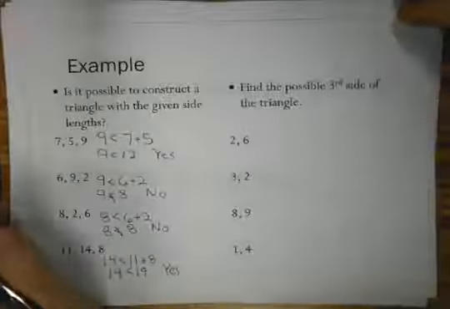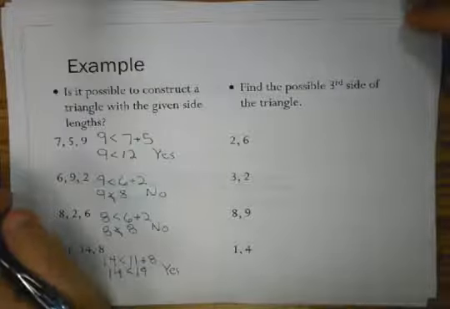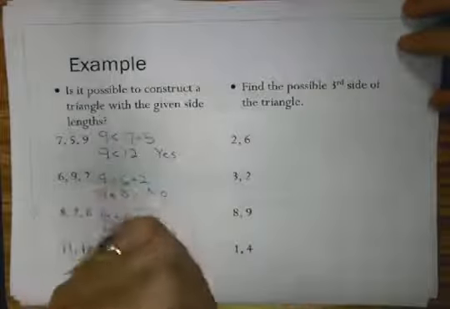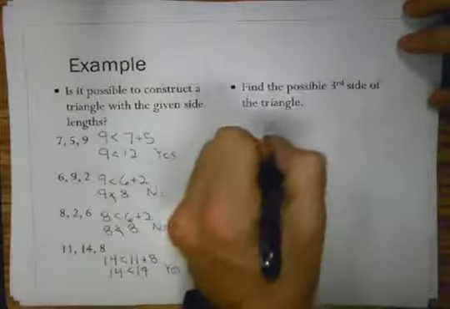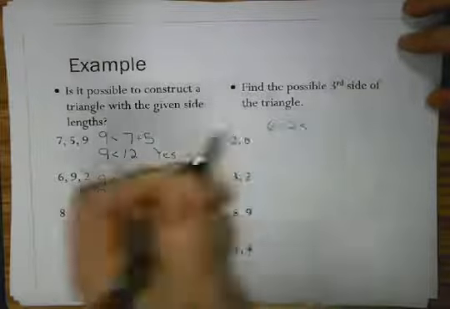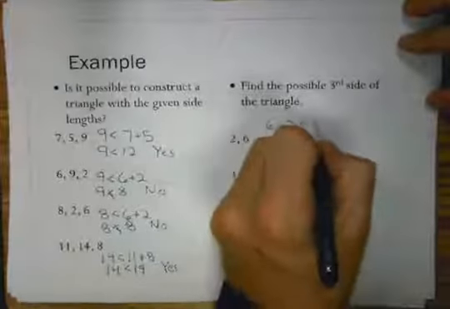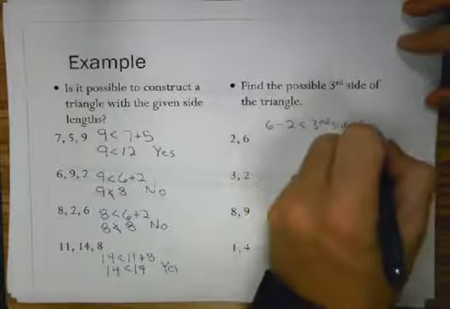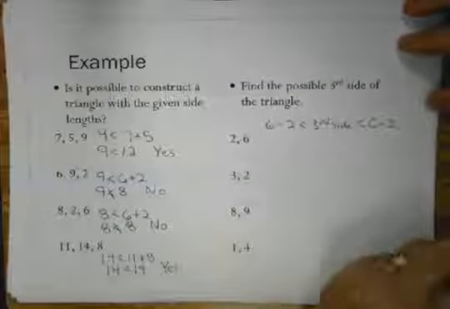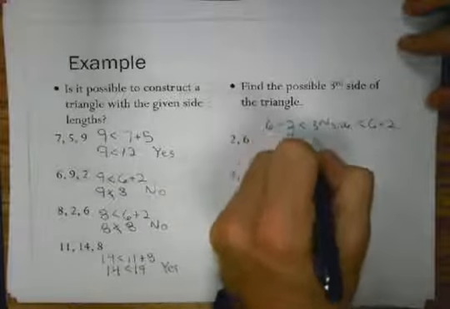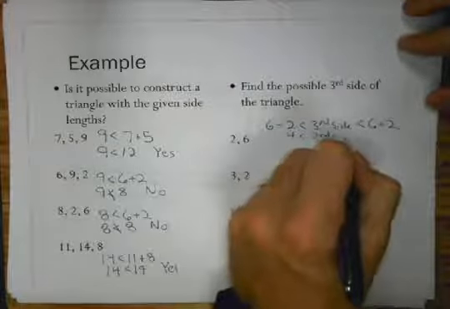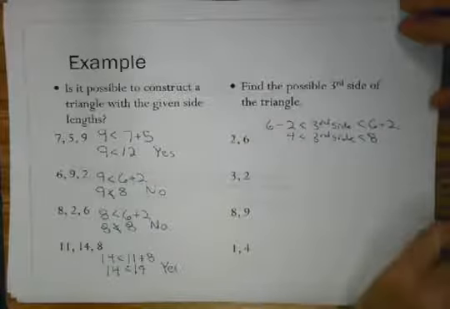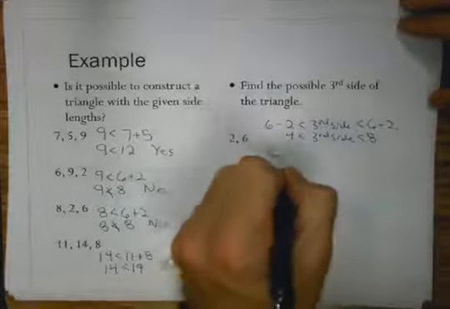Now we look at finding the possible third side. So here they gave us two values, and we need to know what the possible third side could be. So going back to our rule, I'm going to take the difference of the two values, and that's going to be the lower value for my third side, or lower range. And I'm going to take the sum of the two values, so that's adding the two together. So I do that, and I get 4 and 8. So my third side has to be between 4 and 8.